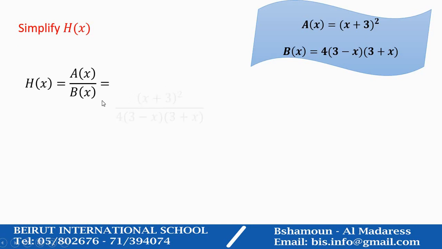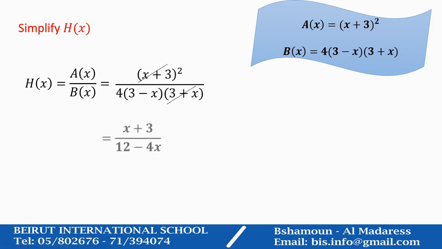The factorized form. So, if you put the factorized form of a of x and b of x, and then you simplify x plus 3 by x plus 3, you get the simplified form of h of x, which is x plus 3 over 12 minus 4x. Whenever you deal with h of x, please deal with this form because it's the simplified form of h of x.